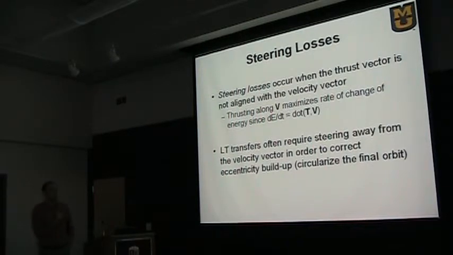Steering losses occur when I don't maximize the rate of change of energy. As I indicated, if I lined up the thrust with the velocity vector, I know from basic physics and mechanics that that's going to maximize the power. That's going to maximize the rate of change of energy. If I want to move something, a table, I want to push in the direction it's moving. So ideally, I want to line up the thrust with the velocity. But that doesn't always work because that doesn't necessarily achieve my target orbit. So at some point, I'm going to have to create the orbit, circularize the final orbit.